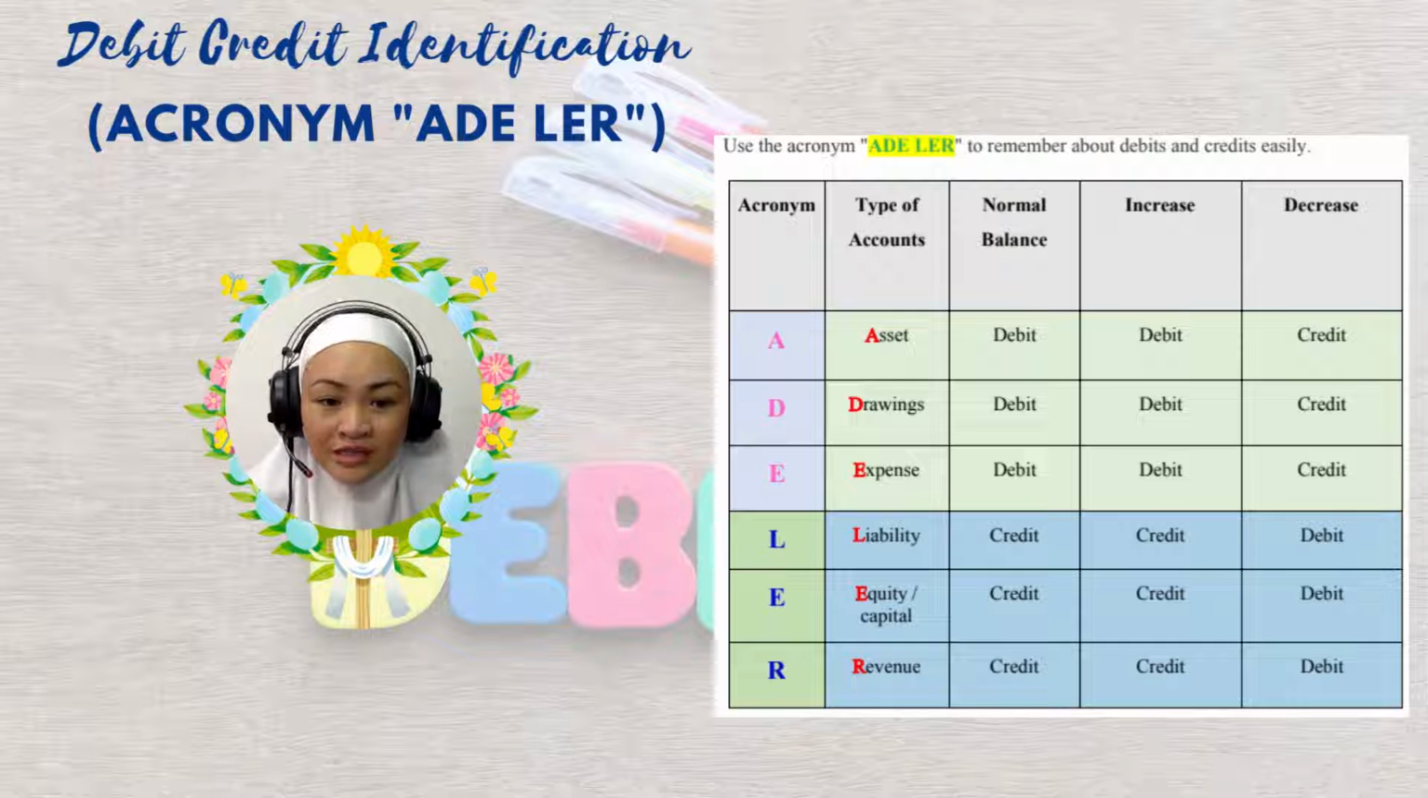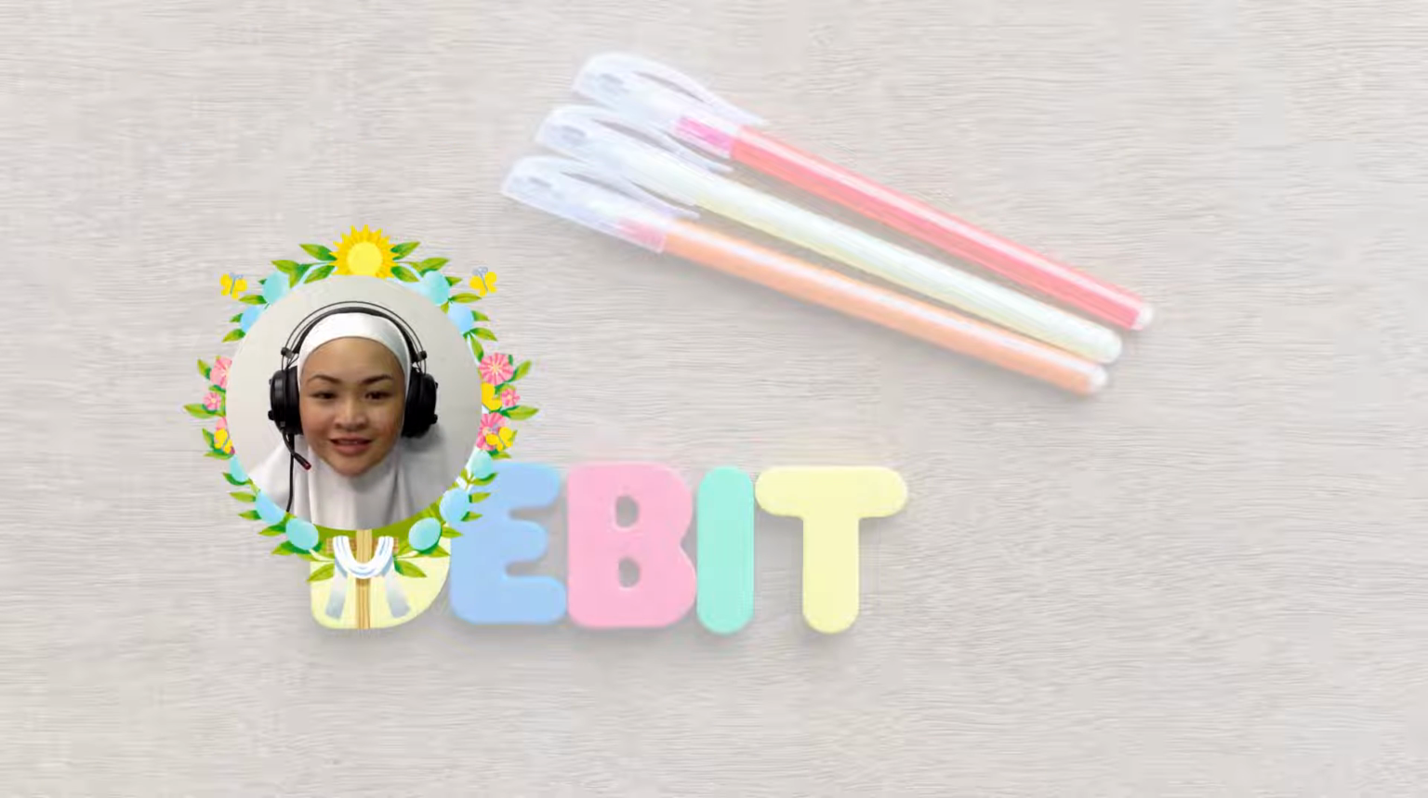For increase, ADE are also all on the debit side, and LER are on the credit side. For decrease, ADE are under the credit side, and LER are under the debit side. You can see that this table is very catchy. Students can easily remember the rules of increase and decrease, whether it is on the debit or credit side.